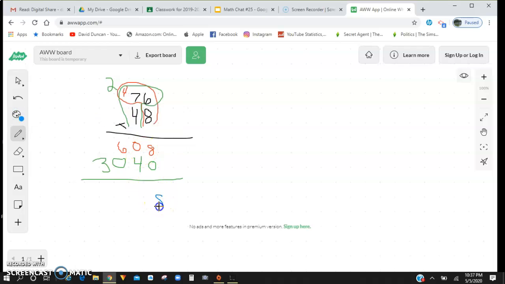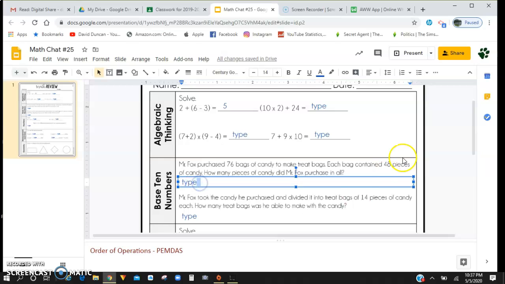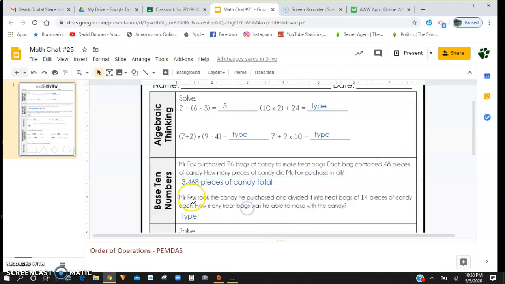I'm going to add all of that up now. I have 8, 4, 6, and 3. So there are 3,648 pieces of candy total. Again, base 10 operations is just working with decimals, division, and multiplication.